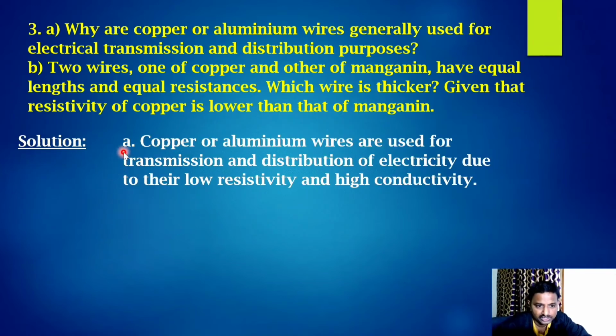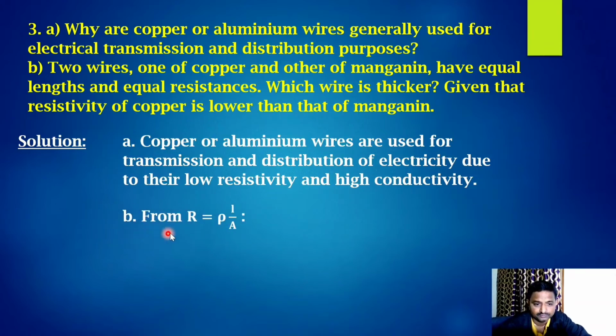Here for first question A, we have the answer, that is copper or aluminum wires are used for transmission and distribution of electricity. So here copper and aluminum are metals. So we can use them to distribute or to transmit electricity due to their low resistivity and high conductivity.